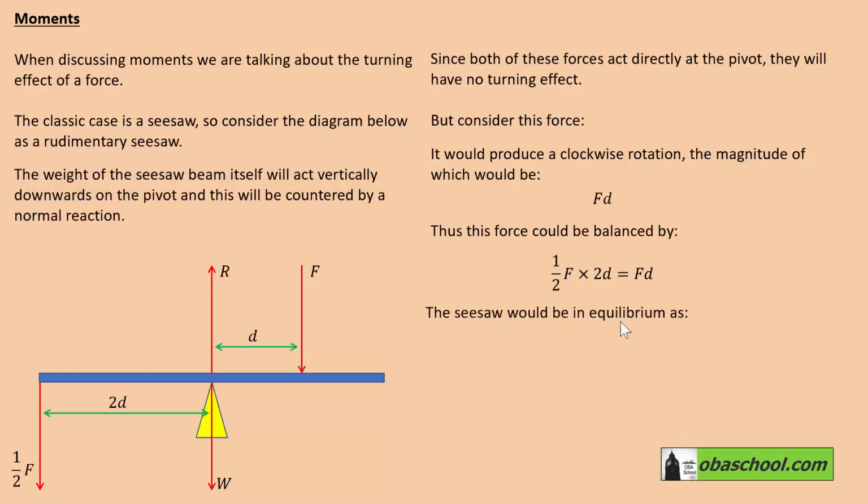The seesaw would be in equilibrium as forces up equal forces down. The R would adjust as we just add extra forces. So the R is not always equal to W. In this case, we would have these extra forces pushing down. R would be equal to W plus F plus a half F.